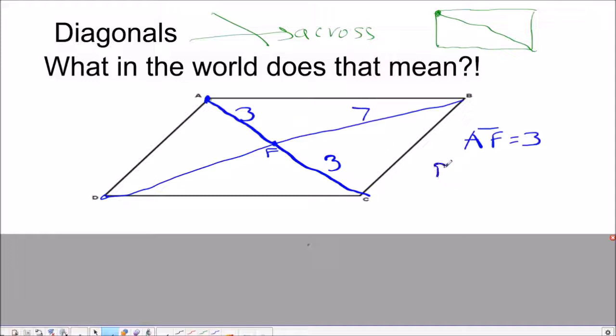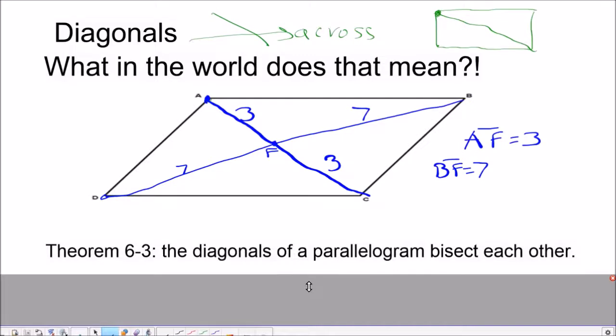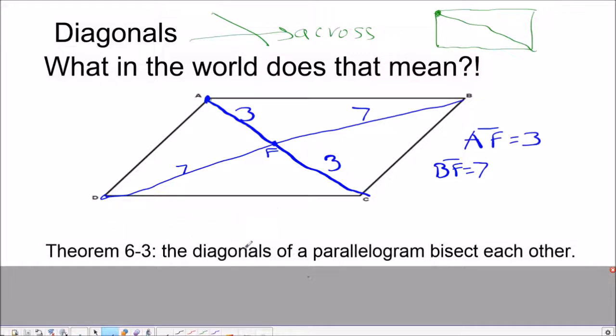And what if I put a 7 here? What if I say that BF is 7? And guys, I'm just making these numbers up, by the way, just to help you see a concept. If I say that's 7, what else on this picture is 7? Like, is B to A 7? You can imagine if point F swung up, it wouldn't quite reach it there. No, it's not that. Looks like BC is shorter than 7, but you know what? This one is 7. So here's the point. We need to know that the diagonals of a parallelogram bisect one another.